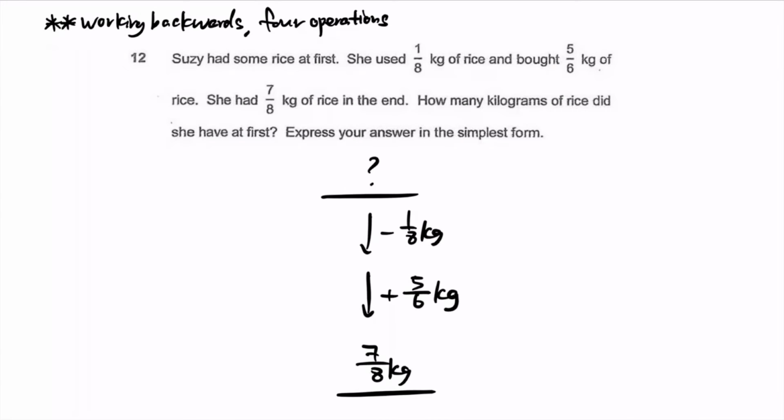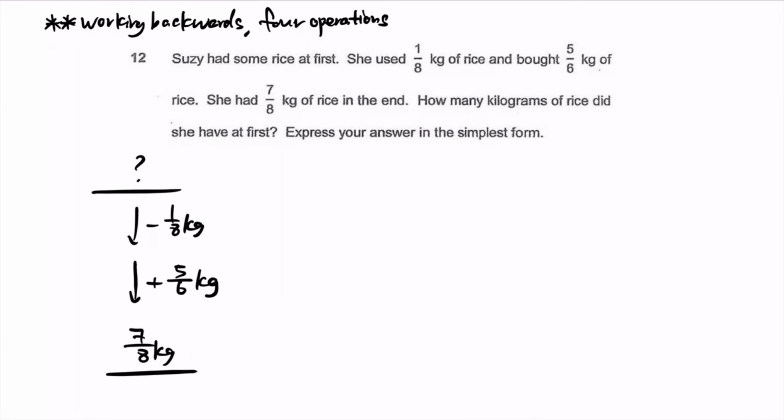Alright. The diagram that I use is this to basically visualize the situation. So we are told she used this, she bought this, she ends up with this. What did she have at first? So this is where we actually work backwards. So let's pretend she had not bought this, which means we'll take this minus 5/6 kg, and let's pretend she had not used this, which means we'll now, instead of subtract, add 1/8 kg, and we will arrive at what she had at first.